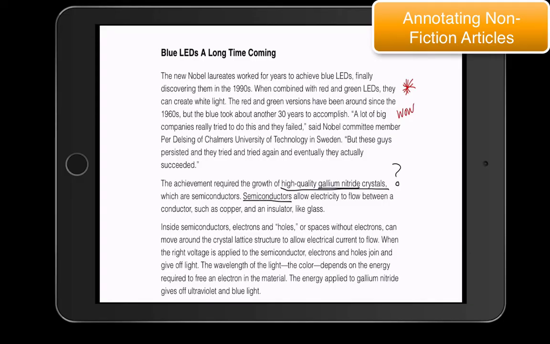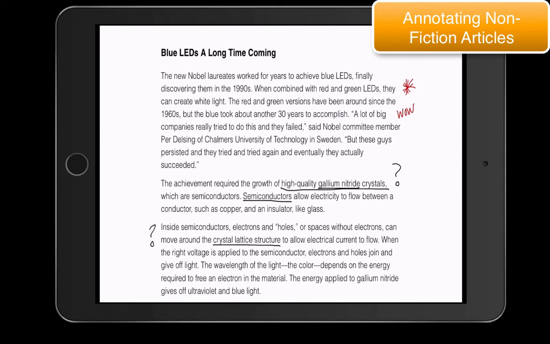Which allow electricity to flow between a conductor, such as copper, and an insulator, like glass. Well, we do know what conductors and insulators are, so that should be good. Inside semiconductors, electrons and holes, or spaces without electrons, can move around the crystal lattice structure to allow electrical current to flow. Oh man. There's a lot in there I don't quite get. Crystal lattice structure. Okay, kind of a question mark there.